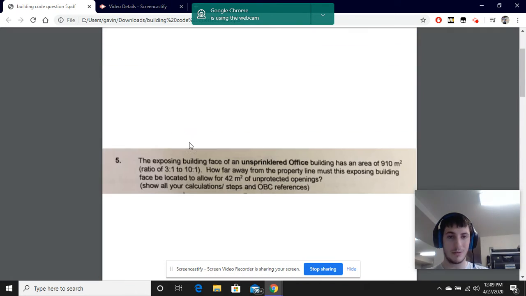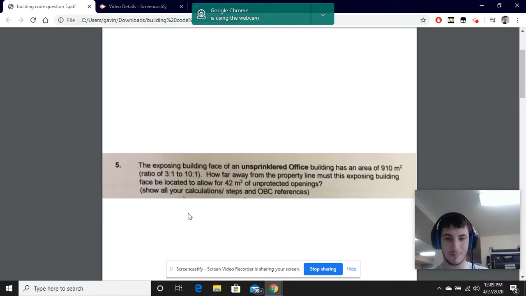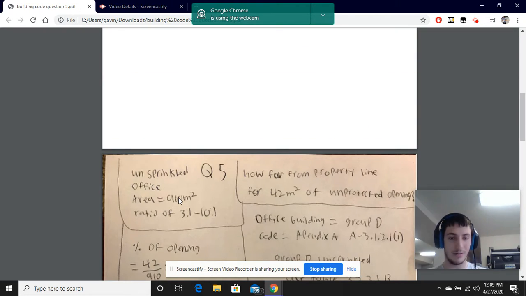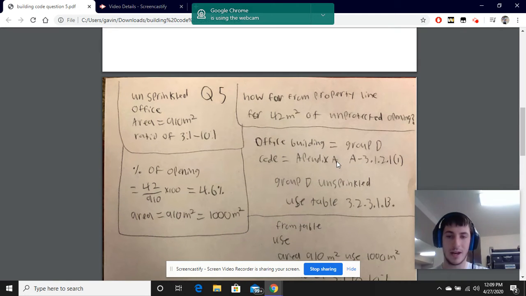Right off the bat, we know it's an unsprinkled office building, with an area of 910 meters squared, and a ratio of 3 to 1 to 10 to 1. The first step is you go to the appendix, and that lists a bunch of examples of different buildings and what building type each is. You go to this right here, and you see it lists office building as an example of a group D building. So you know it's a group D building.